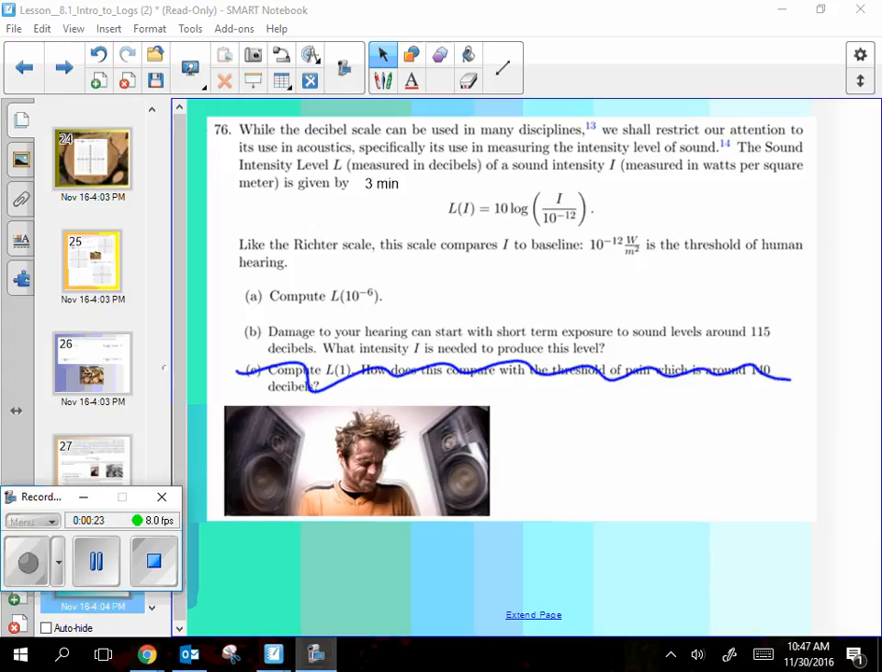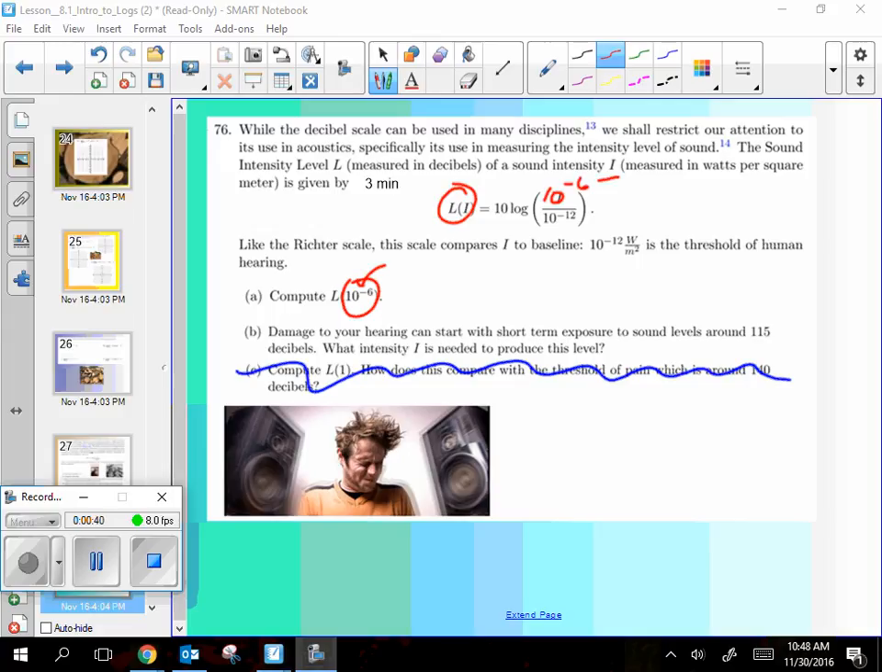All right, first off, it says compute L of 10 to the negative 6. That implies 10 to the negative 6 is the I, because see how they got L of I set up here? They're saying that I is 10 to the negative 6. So I put the 10 to the negative 6 right here, and then you subtract powers in this situation. What is negative 6 minus negative 12? 10 to the positive 6.